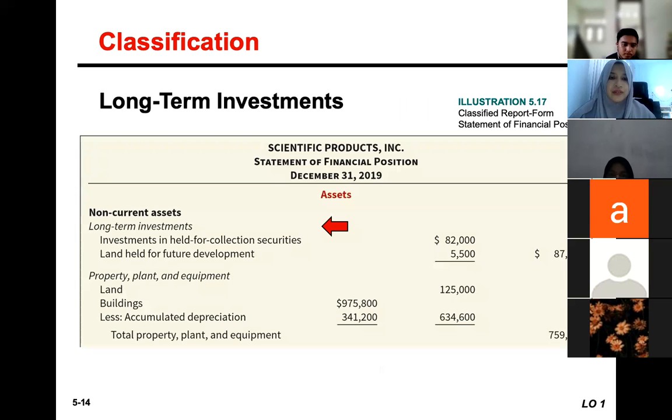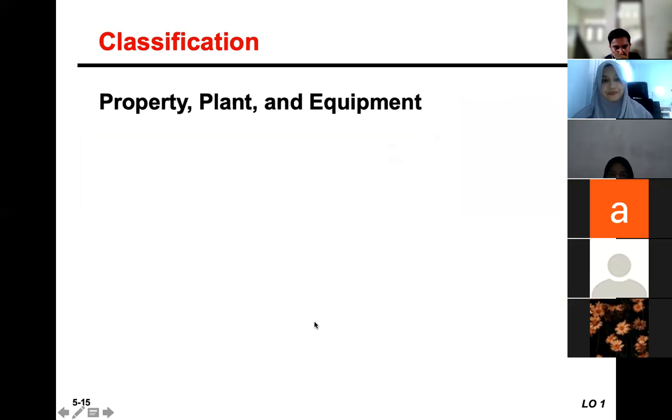Okay, for example, the display of the statement of financial position has non-current assets. Normally, they would start with long-term investments, investment in held for collection securities, land held for future development, and then property, plant, and equipment, which may include the land, buildings, net of the accumulated depreciation, etc.